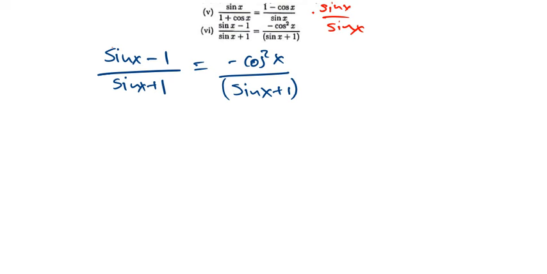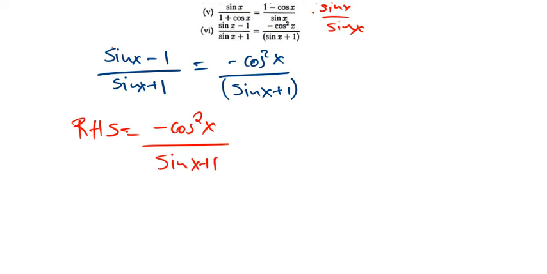Which one to you looks more complicated or easier to deal with? Well, I would argue the right hand side looks easier to simplify. This one, I don't know the next step. I just have to try and error, but let me go with the right hand side. So there I know I can easily split that. So we have negative cosine squared of x over sine x plus 1. That's our right hand side.